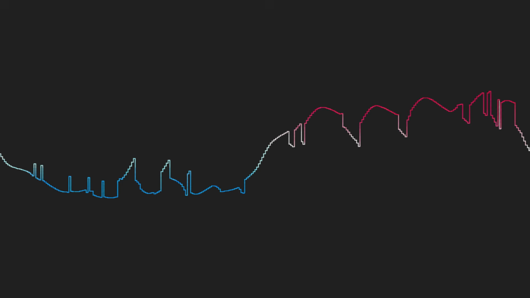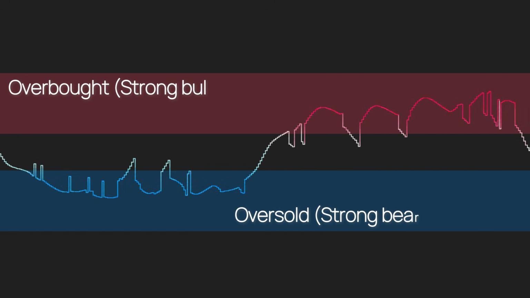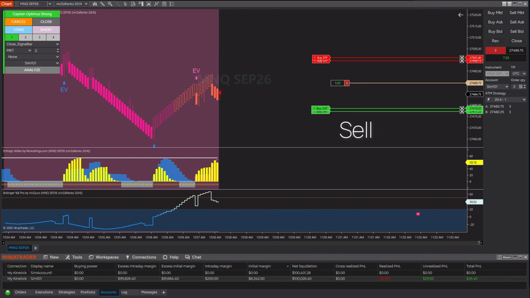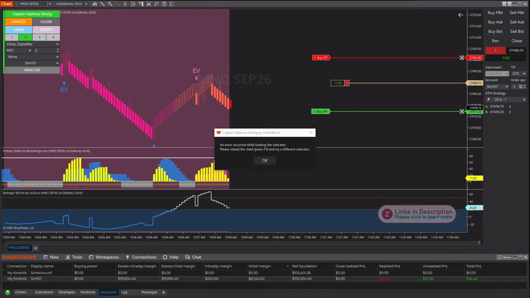To identify when the market is truly trending with strength, we monitor the position of the %B plot. When %B moves into the overbought zone, it signals a strong bullish move with powerful upward momentum. Conversely, when %B moves into the oversold zone, it indicates a strong bearish move, where selling pressure dominates and price is more likely to continue expanding lower. Now, let's review 23 consecutive trades on MNQ and see how the dual momentum strategy performs under real market conditions.